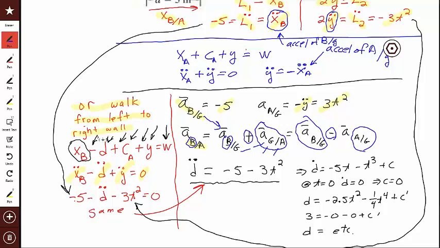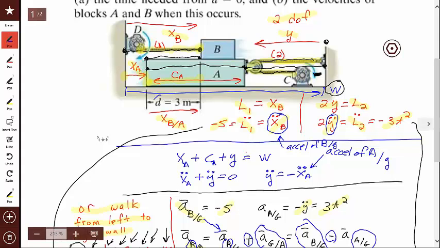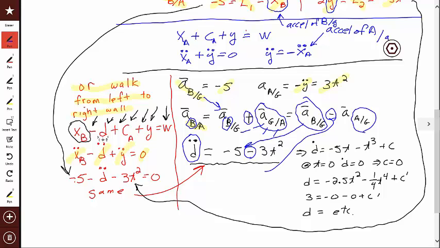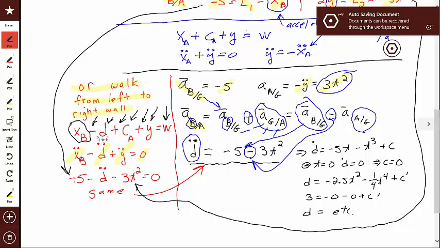Now let's just plug in. What do I have? I have the acceleration of B relative to A, which is D double dot. Remember, that's because D is measuring the position of B from the edge of A. So that's D double dot, and that equals the acceleration of B relative to G, which is negative 5, minus the acceleration of A relative to G, which is right here, 3t squared. That's the same formula I had before.